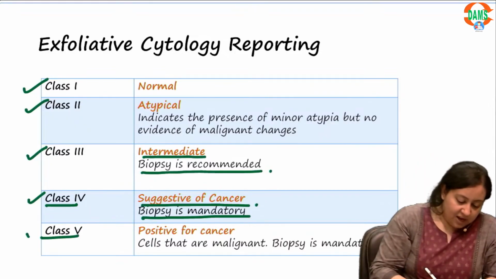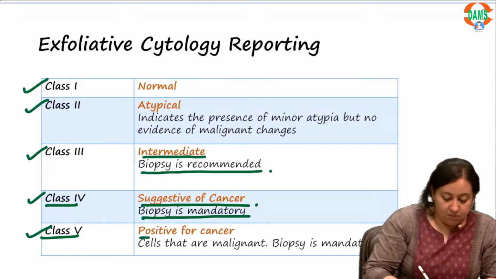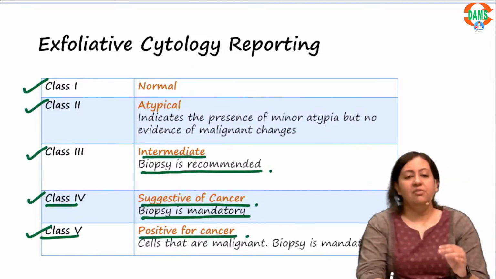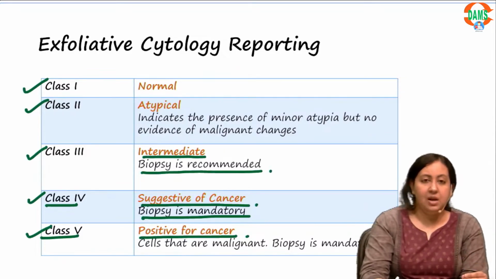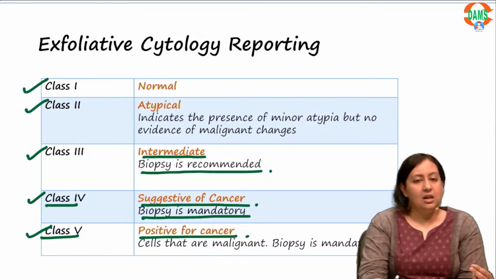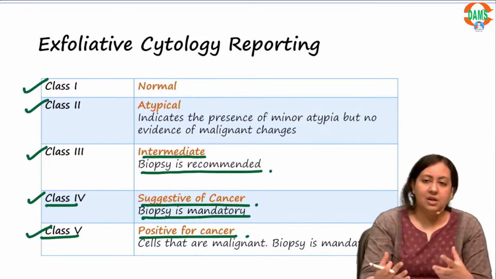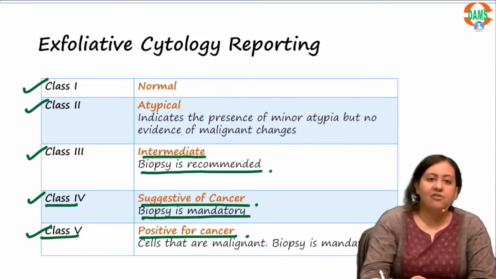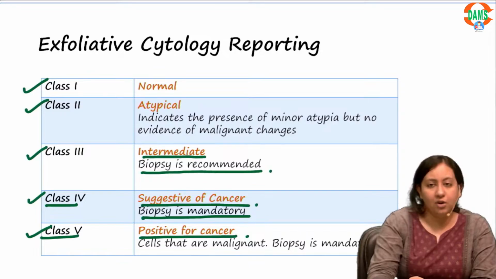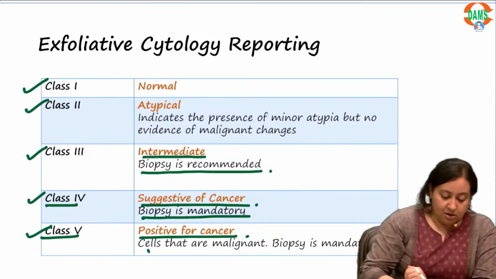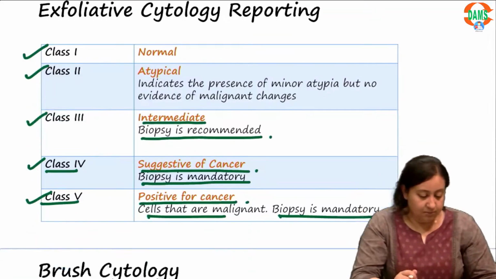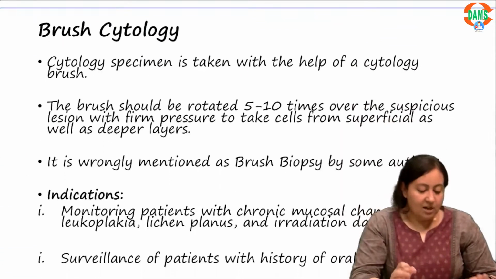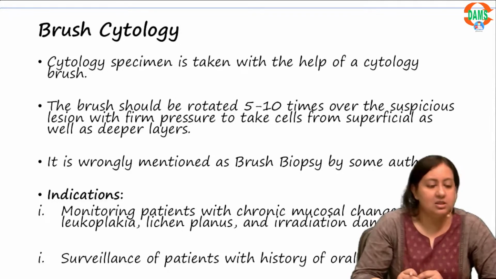Now class 5, where the cells are positive for cancer. You can see frank malignant cells where malignant transformation has taken place, and you will tell the clinician, please go ahead, biopsy this and identify the exact nature of your cancer cells. So the cells are malignant and biopsy is again mandatory. That was your exfoliative cytology.